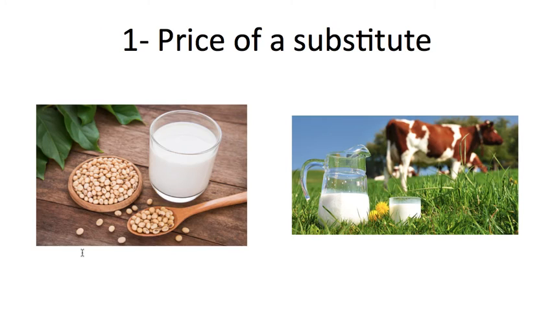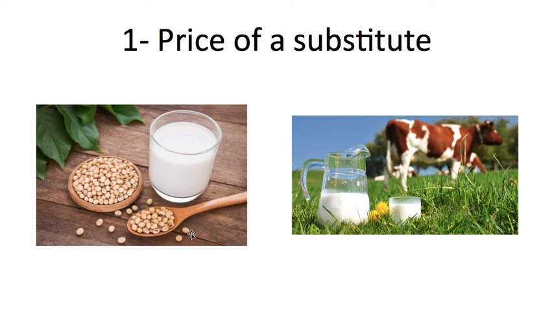So the first one is the price of a substitute. Think about 2 products that are substitutes. One is milk from cows and the other is soy milk. So one substitutes the other. So basically what the factor is, if you have a change in price of a substitute, let's suppose this is the good we're focused on, the cow milk, and the substitute is soy milk. Okay, so we're focused on this one.